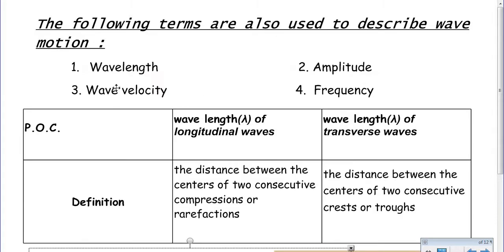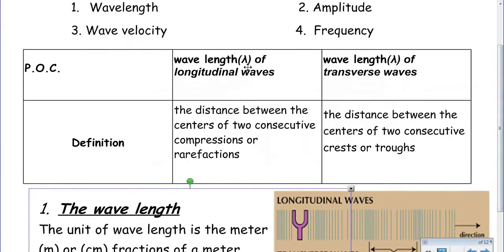The last point in this session: concepts relative to wave motion. The first concept is wavelength, the second is amplitude, the third is velocity, and the last is frequency. The first one, wavelength, has the symbol lambda.